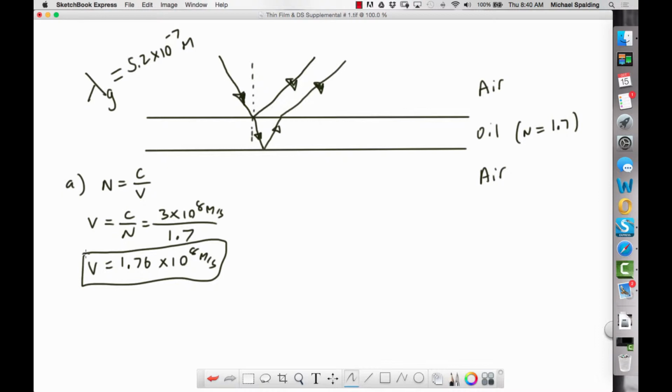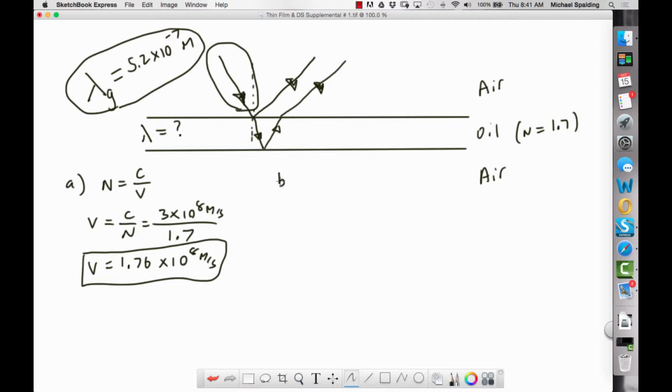Okay, B, calculate the wavelength of the green light within the film. This is white light. The problem tells us that this ray here is white light. But remember, what is white light? It has all the colors of the rainbow. But the problem is focusing specifically on the green that's within the white light. So if the wavelength is this in air, how do we find the wavelength of that same ray inside the oil? Because the wavelength is going to change.